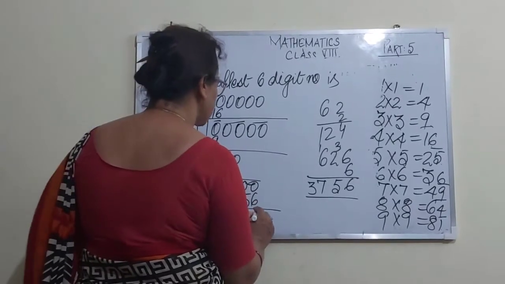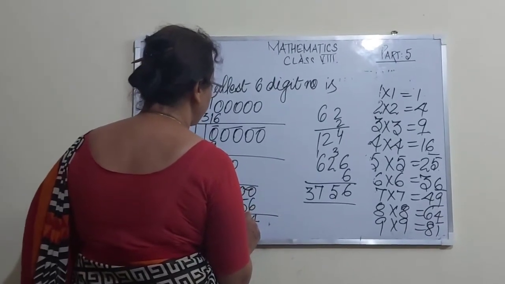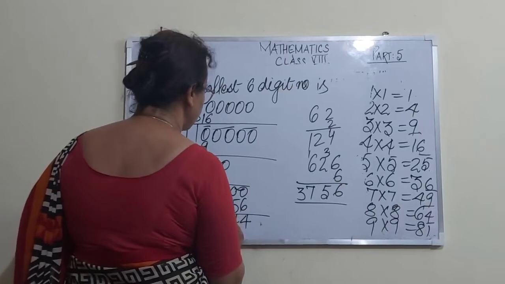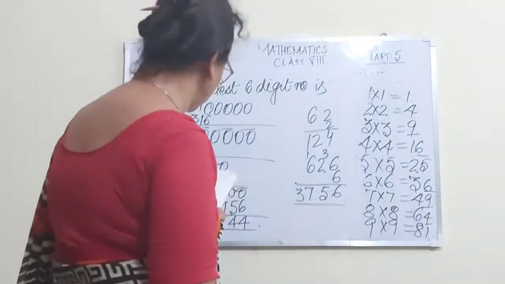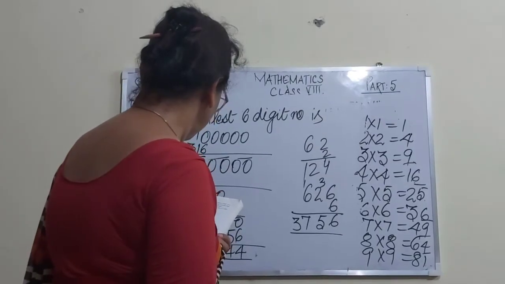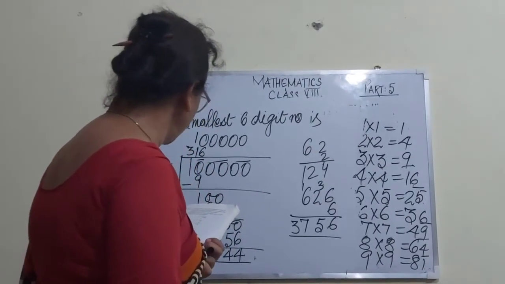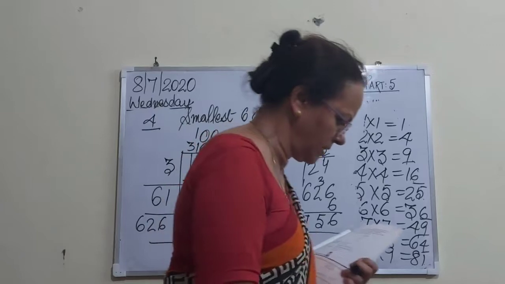10 minus 6 is 4. 9 minus 5 is 4. 8 minus 7 is 1. This is 144. Yes, this is 144. What is remaining? 144.